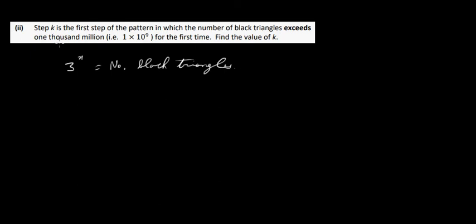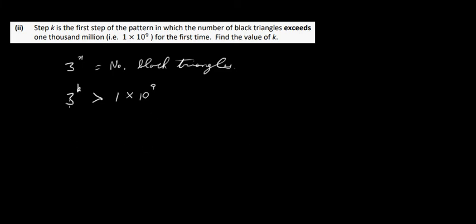So step K then is the first step in the pattern in which the number of black triangles exceeds 1,000 million. In other words, 3 to the power of k, n is the number of steps, so we have k steps, we want it to exceed 1,000 million, so we want it to be greater than 1 times 10 to the power of 9. So really we've got to work out what this k would be in order for the number of black triangles to exceed this amount here.